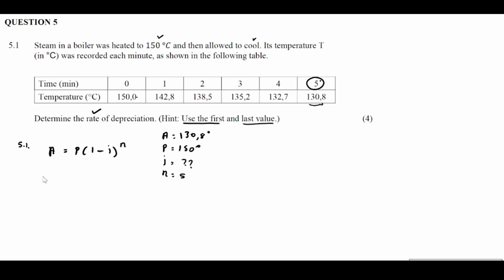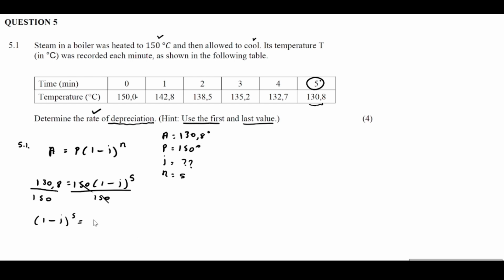So immediately after collecting the data, we do our substitution, where we see A, we're going to put in 130,8. This is equal to P, which is 150, (1 minus i) all the way to the exponent of 5. Why am I using a negative? Because it is depreciating. So when something depreciates, we are using a negative sign. We are subtracting. Okay. So first things first, I'm going to divide both sides by 150. These two are going to cancel, so I'll be left with (1 minus i) to the exponent of 5.